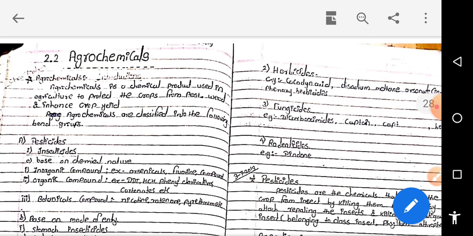We have three seasons. In the three different seasons we are taking three different types of crops, so we are very much related with agrochemicals. Each and every person in the villages or interiors is associated with agriculture. I am also associated with agriculture.